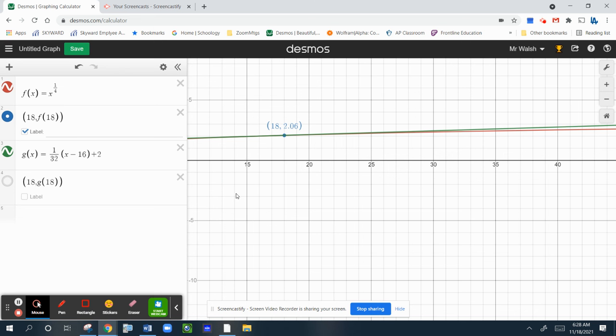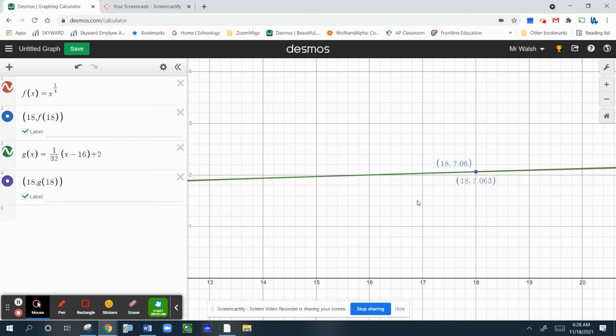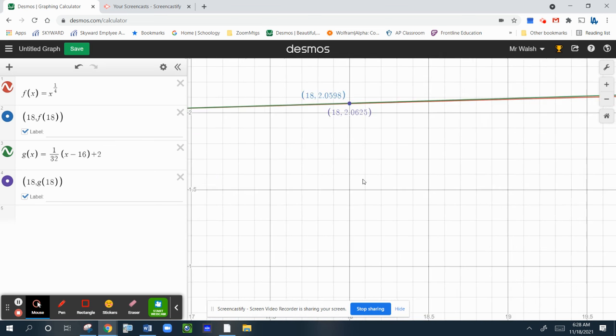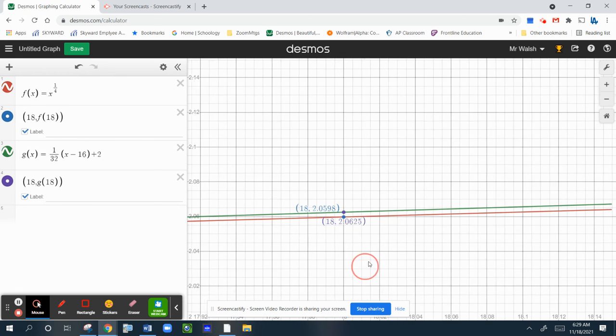So what we did was we took our tangent line and figured out what the value was at 18. I'm going to turn that on right now. It's going to show you the point. It's right there. So those points are very close. Thus, that's a very, very good approximation. I want to zoom in a little just to show you. Zooming in, I mean, we have to zoom very, very close.